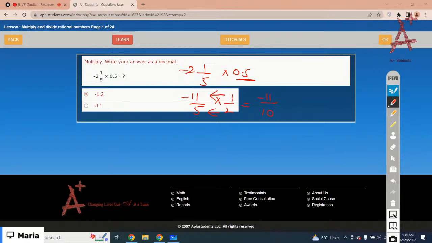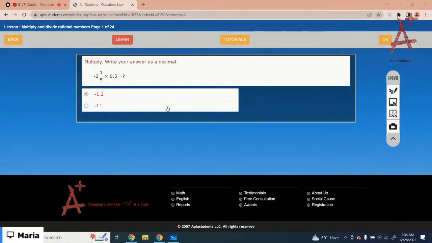Negative 11 over 10 makes negative 1.1. Got it? That would be option number 2. It is negative 1.1. Got it? So the second option is the correct one. Just select the correct option, then click on the OK button. Got it?